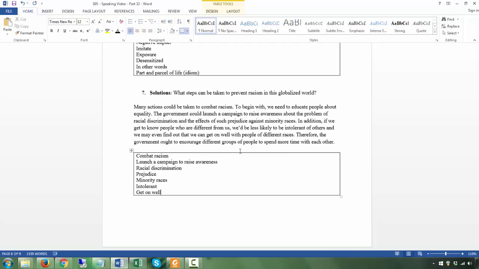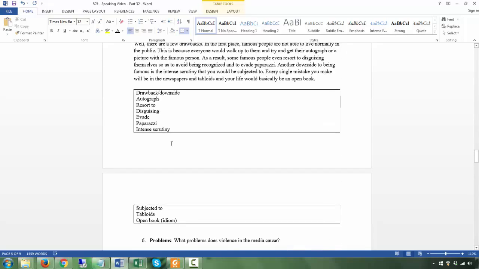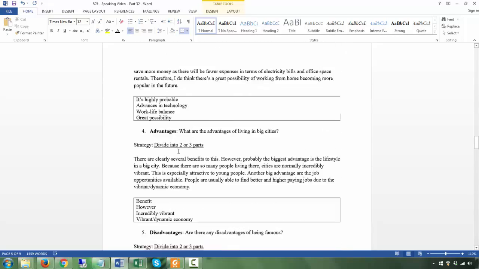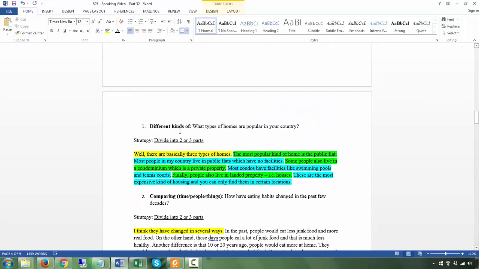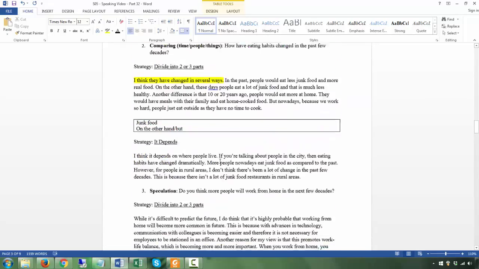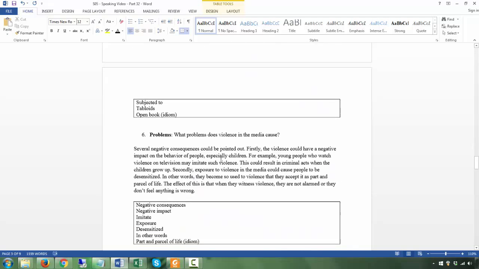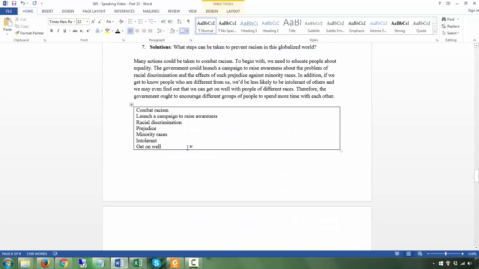Did I use this before? Get along? Not sure if I used this before. Okay, maybe not. But I've used it somewhere in speaking part 1 or 2. All right, and it's an idiomatic phrase. Get on well, get along well means have a good relationship.